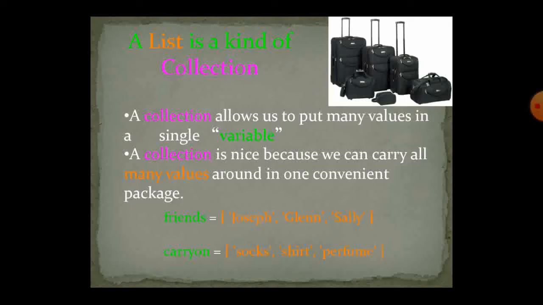For example, when you are moving from one place to another, you will pack all your needed things in a single travel bag. So different materials are packed in a single travel bag. Like this, different types of data values are stored in a single variable. For example, friends equal to Joseph, Helen, Sally. Like this, the values are stored in a single variable.